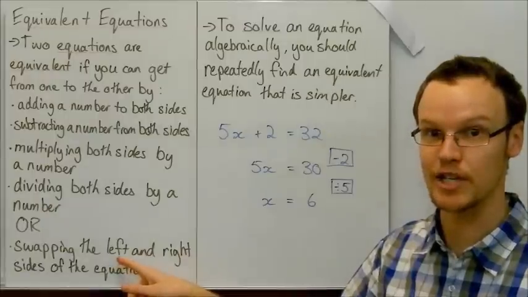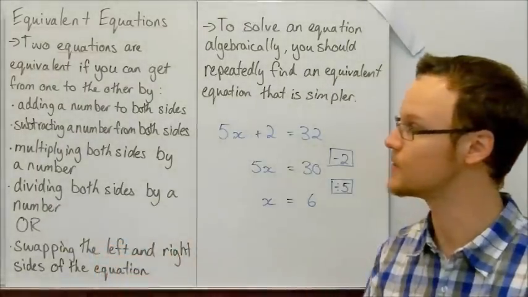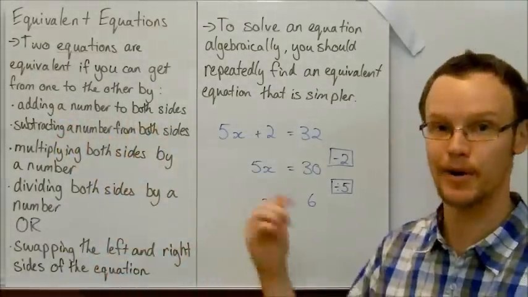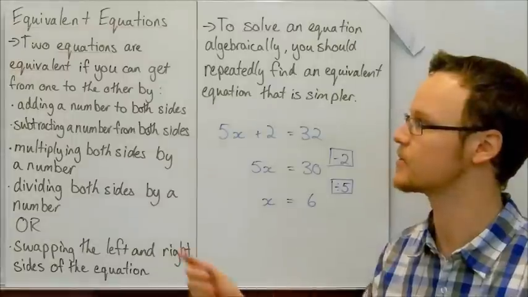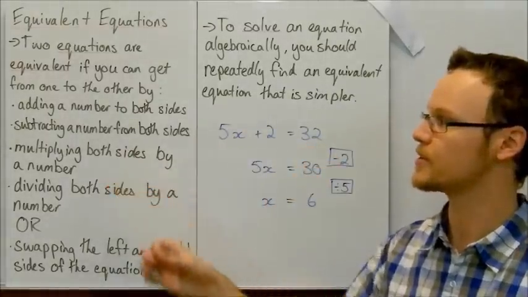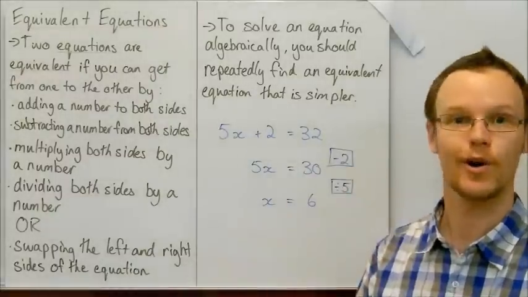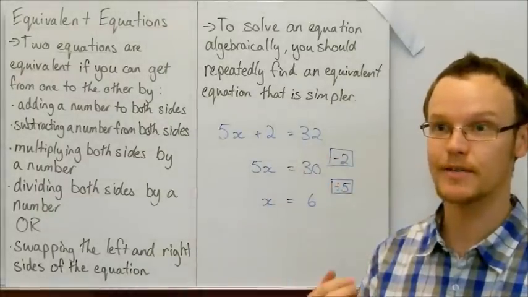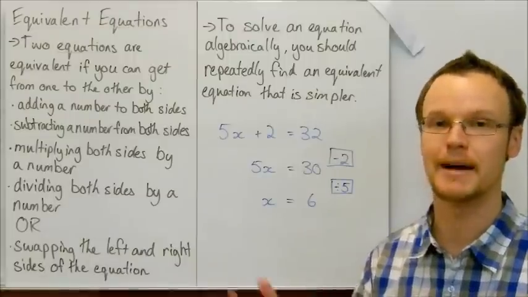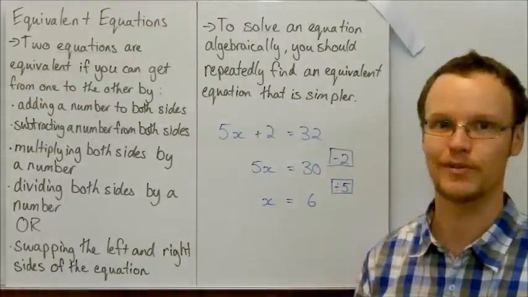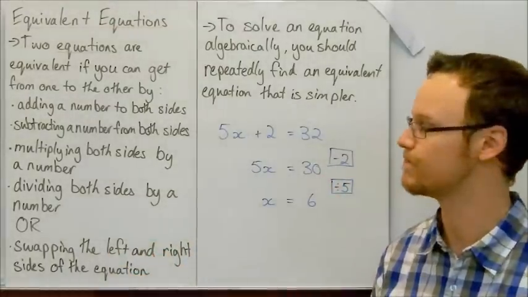In this one we're swapping the two sides. Here we're adding a number to both sides, multiplying both sides by a number, subtracting a number from both sides. We're doing the same thing to both sides. If you do one thing to one side and not the other, you're making it unbalanced and not equivalent. It's not the same equation.